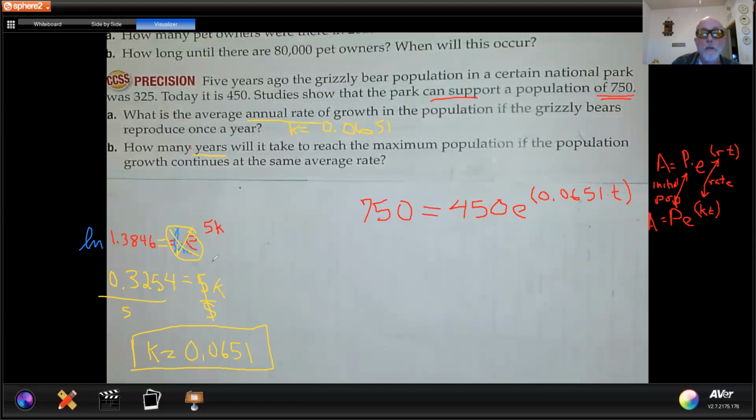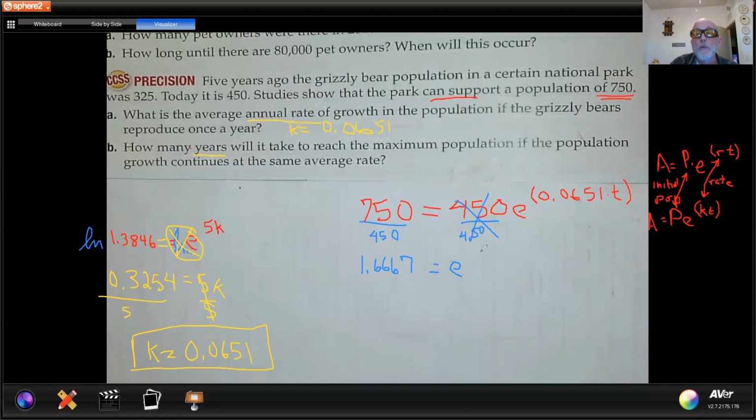So how do I solve it? The same way we did this other one, right? The first step is you have to get e by itself. So I have to divide by 450. I'm going to divide both sides by 450. And what plops out? Well, this is gone. And 750 on my calculator, 750 divided by 450 turns out to be 1.6667, right? So what is that? That's 4/3. If you wanted a fraction, you could have 4/3, but we don't need a fraction.